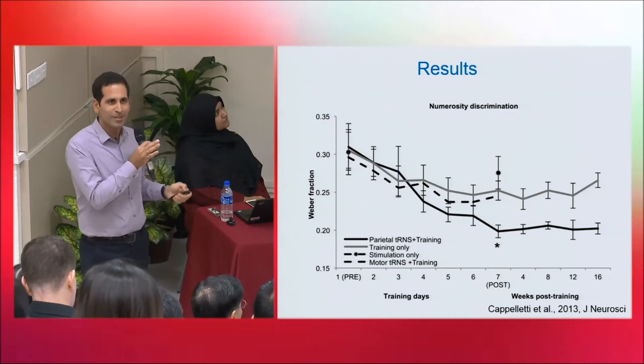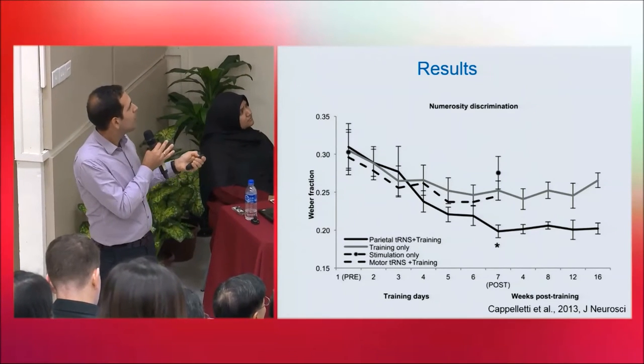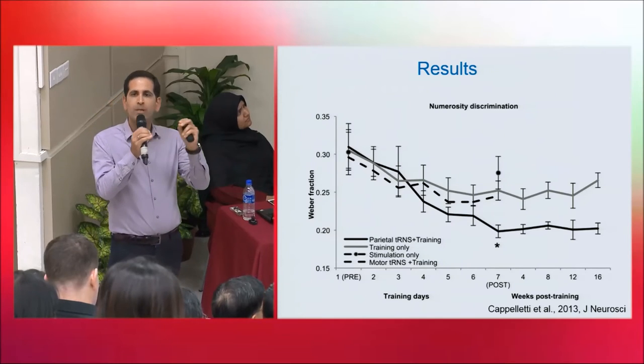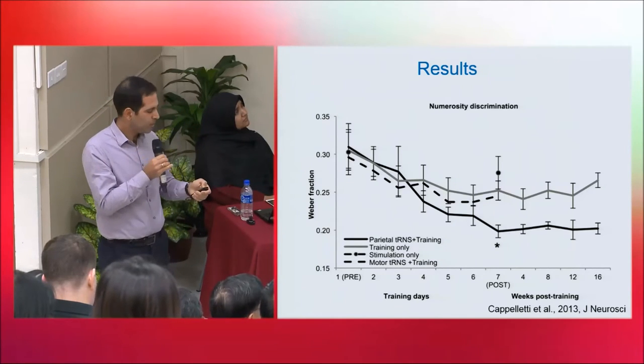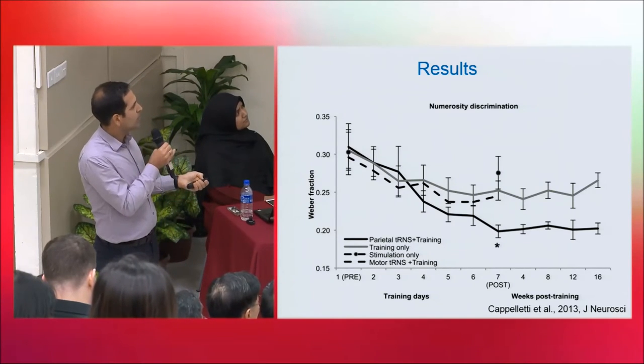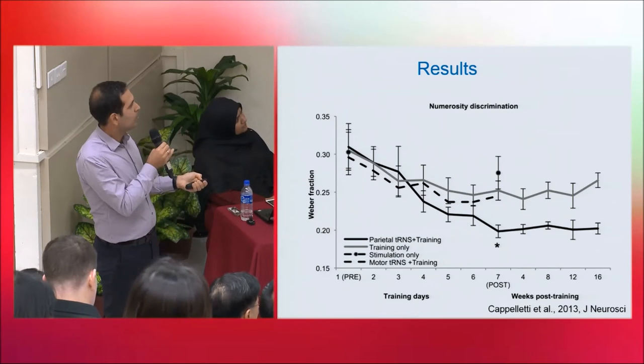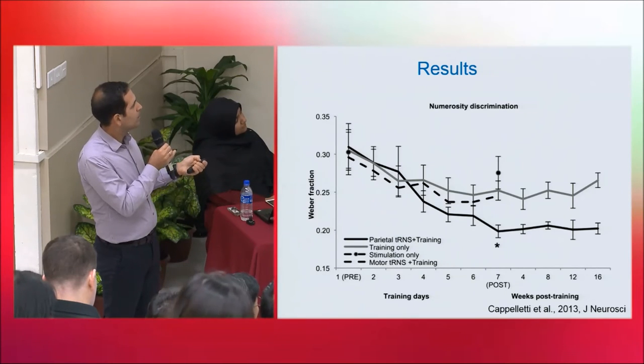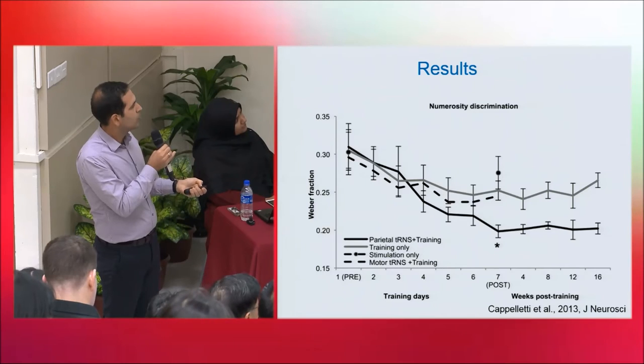I do not agree with that, but I just want you to see here. Lower values indicate better discriminability between quantities. Okay? And when you stimulate the parietal lobe plus training, this is this line, you find the best results.